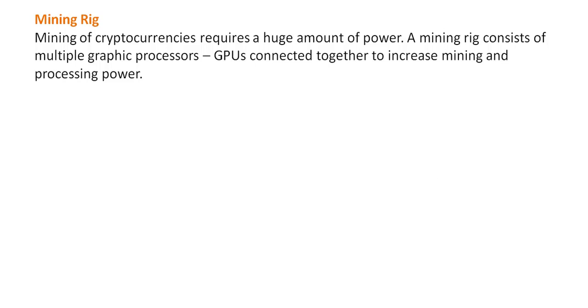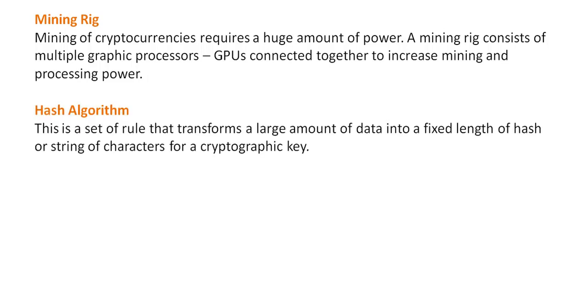We have mining rig. Now, mining of cryptocurrencies requires a huge amount of power. A mining rig consists of multiple graphics processors, GPUs, connected together to increase mining and processing power. In terms of a mining rig, you have the connection of multiple systems. Hash algorithm. This is a set of rules that transforms a large amount of data into a fixed length hash or string of characters for cryptographic keys.